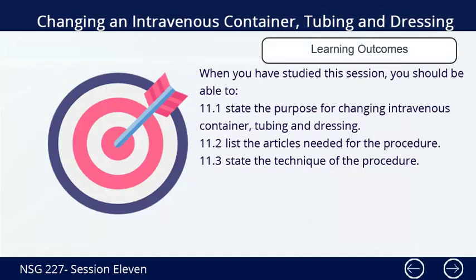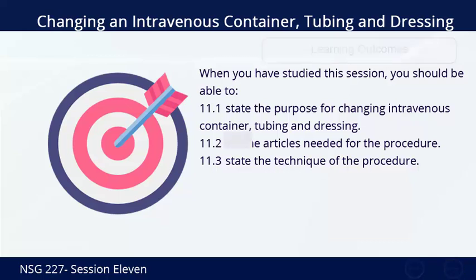Learning outcomes. When you have studied this session, you should be able to: 1. State the purpose for changing intravenous container, tubing, and dressing. 2. List the articles needed for the procedure. 3. State the technique for the procedure.